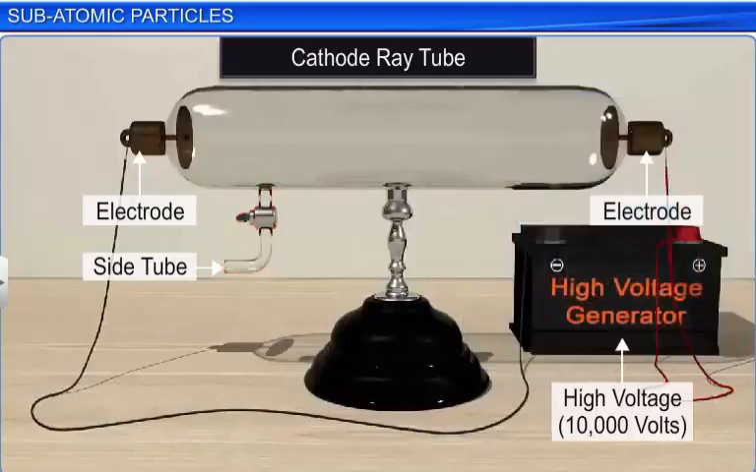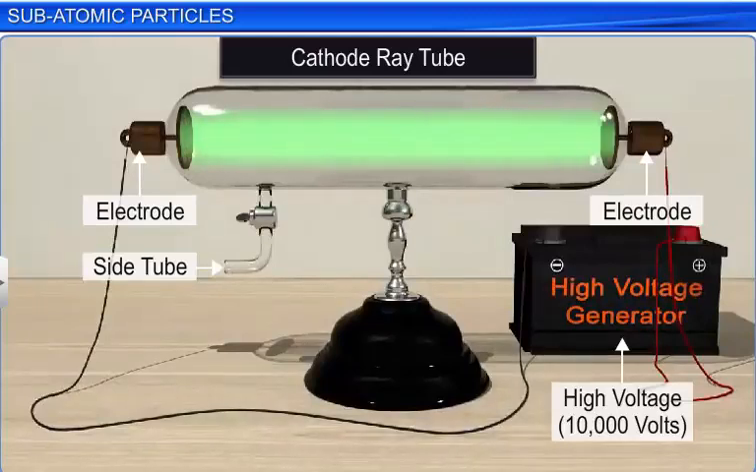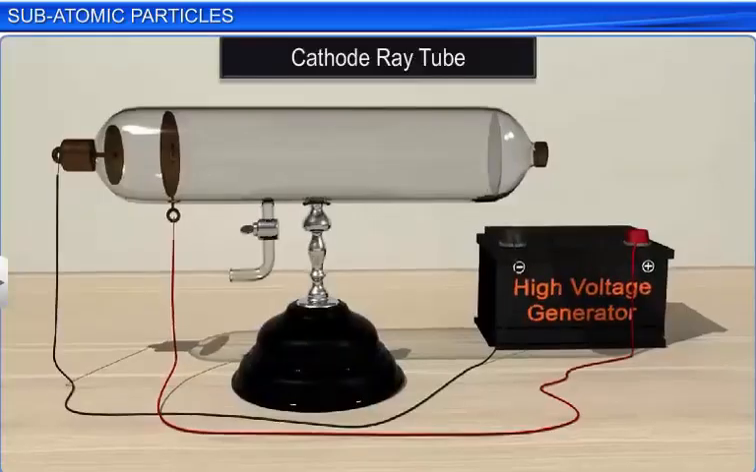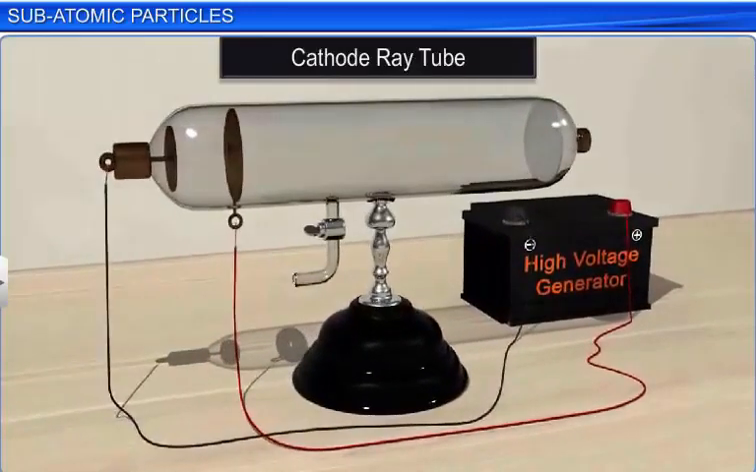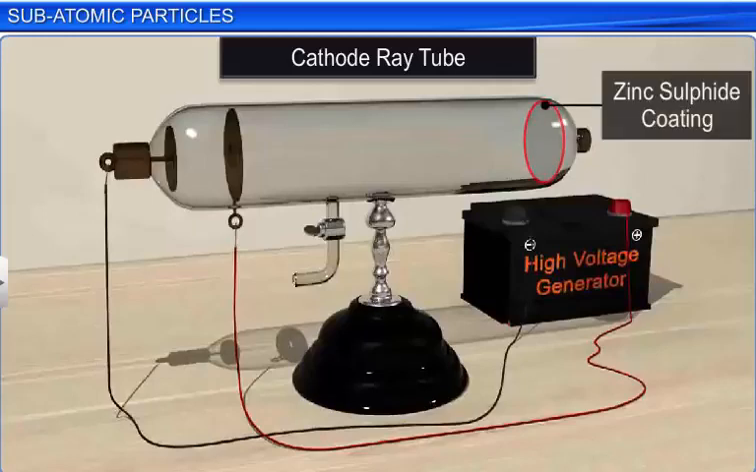Crookes observed that at a low pressure of 0.01 atmospheres, when a high voltage of 10,000 volts is applied across the electrodes of the discharge tube, current starts flowing inside the tube. To further study the behavior of this current, he punctured the anode inside the cathode ray tube and coated the glass tube behind the anode with a fluorescent material, such as zinc sulfide, and then repeated the experiment.